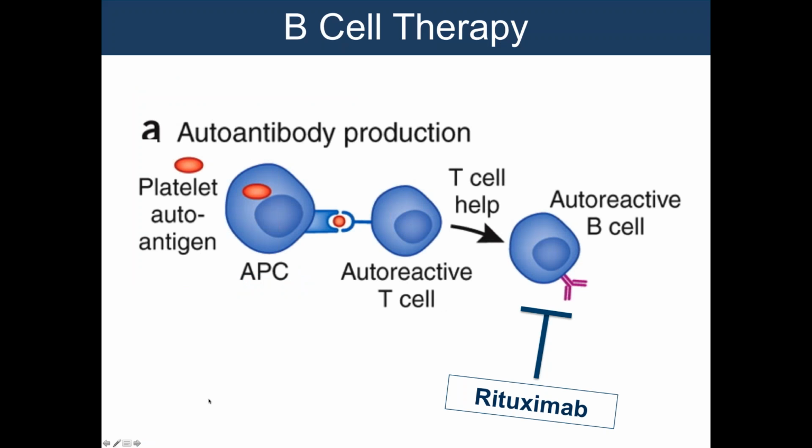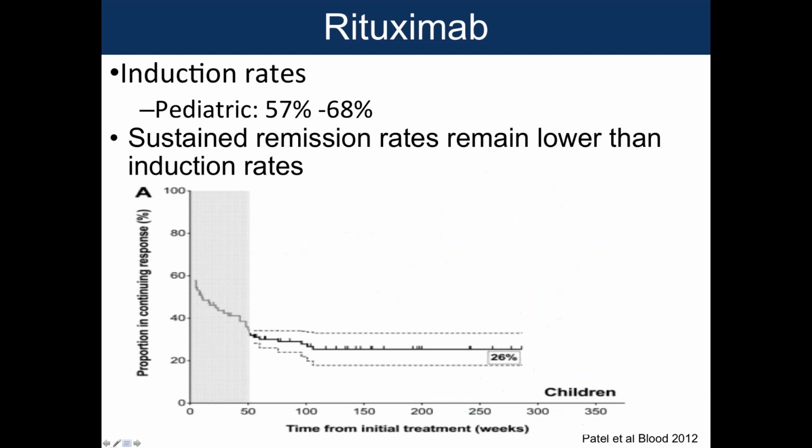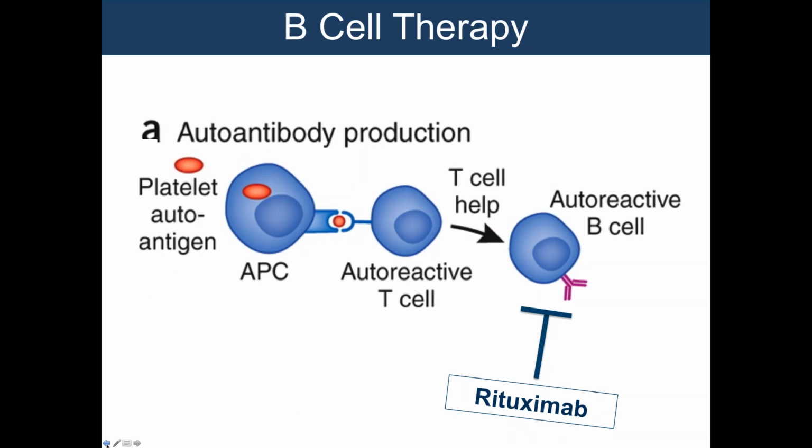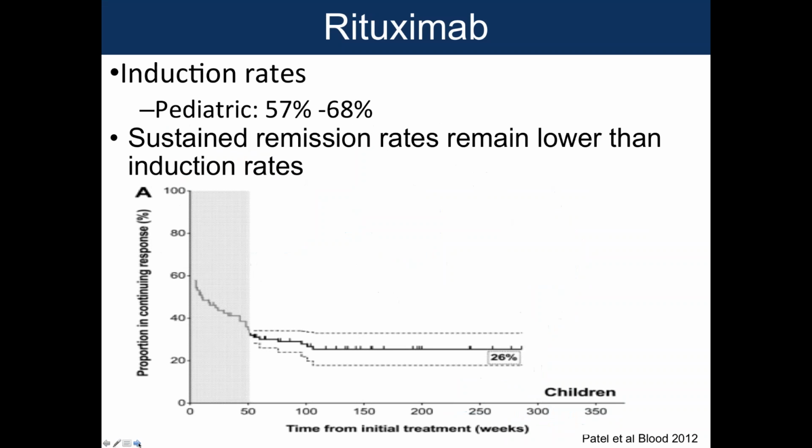So following splenectomy, one of the other interventions that's been primarily studied in a more prospective, larger fashion is rituximab. And this is a B-cell therapy. It's aimed at the CD20 monoclonal antibody that attaches to CD20 and breaks down our autoreactive B cells. And hopefully as these regenerate, they've lost the trigger to create these antibodies. So rituximab has great induction rates in pediatric trials, anywhere from 57 to 68%. In one of the largest trials, complete response was seen in 30% of patients and a partial in 30%.